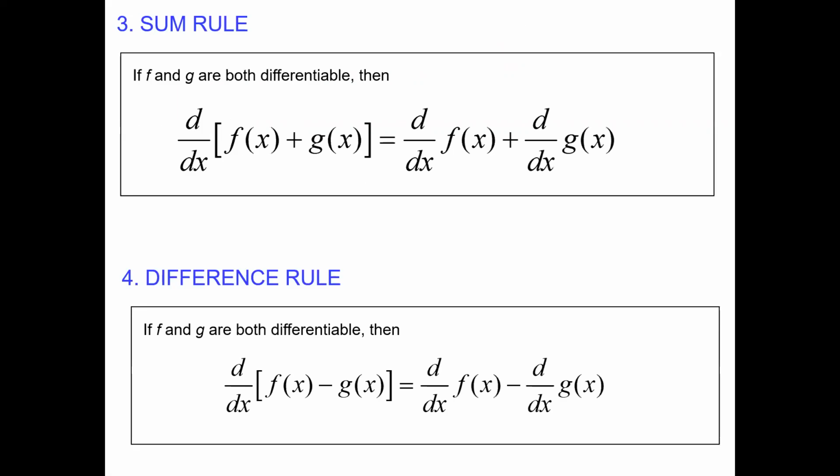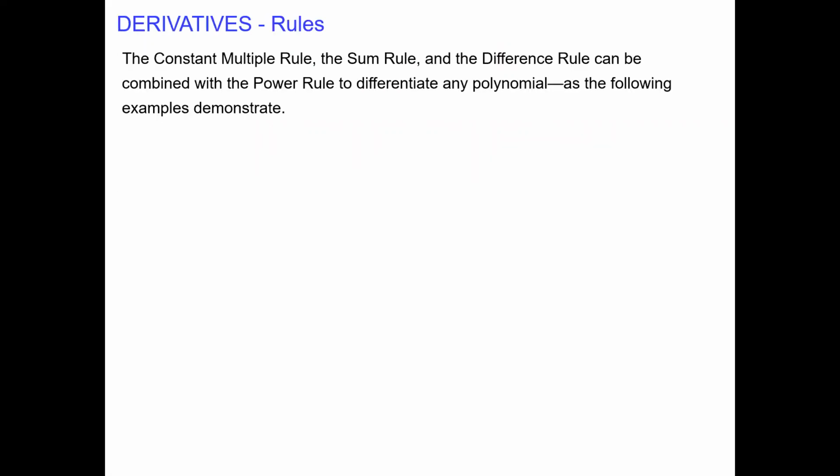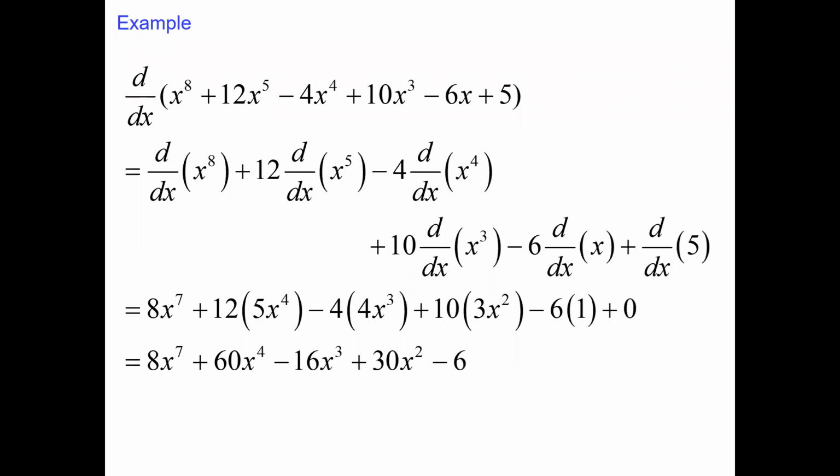Okay. And we also have the sum and difference rule. The derivative of the sum of two functions is the sum of the two derivatives. The derivative of the difference of two functions is the difference of the two derivatives, assuming that both of them are differentiable functions, that the derivative exists.